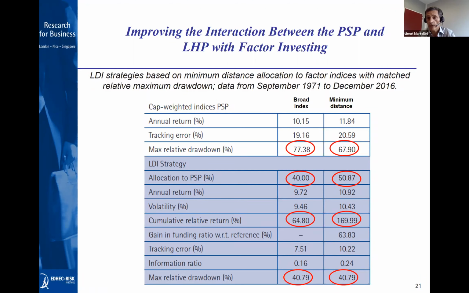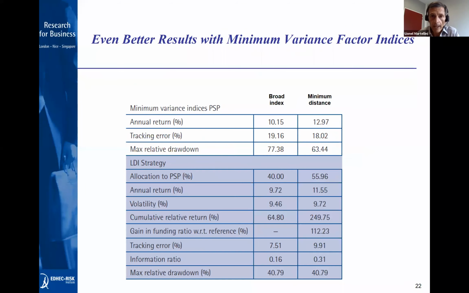Now that has tremendous positive implications because I'm allocating more dollars to equity, and therefore I'm enjoying a better benefit of the equity risk premium. Well, or I should say of the equity risk premia, because of course, as we have seen, there are multiple risk premia to be harvested. That has a very strong positive impact in terms of cumulative relative return, namely returns with respect to the liabilities. Okay, we can even do a little better if we use a minimum variance weighted version of the factor indices, but I'm going to stop at this point.